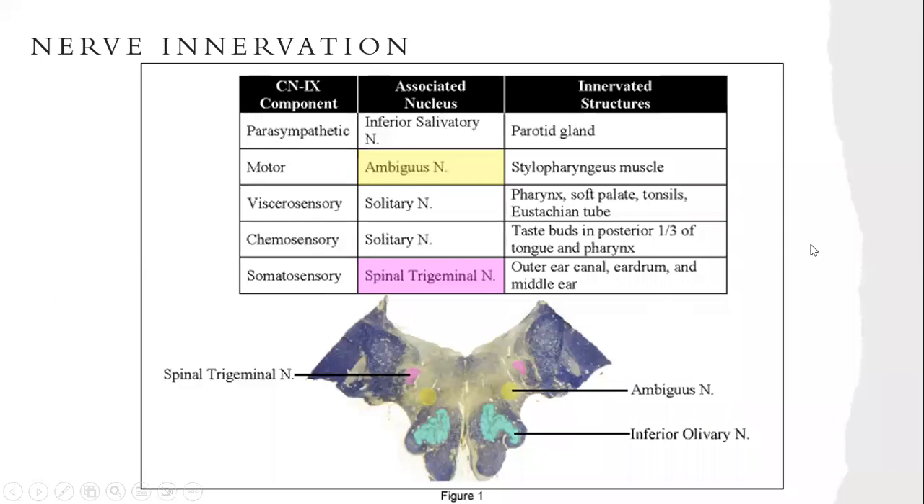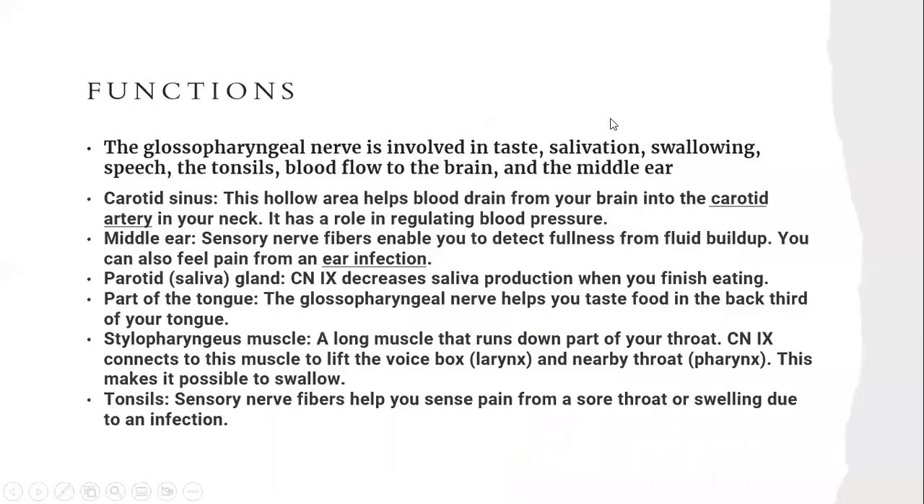So for nerve innervation, I thought that this was a good graphic that I found because it shows the component, the associated nucleus, along with what is being innervated. For the functions, the glossopharyngeal nerve is involved in taste, salivation, swallowing, speech, the tonsils, blood flow to the brain, and the middle ear. There are many glossopharyngeal nerve functions.